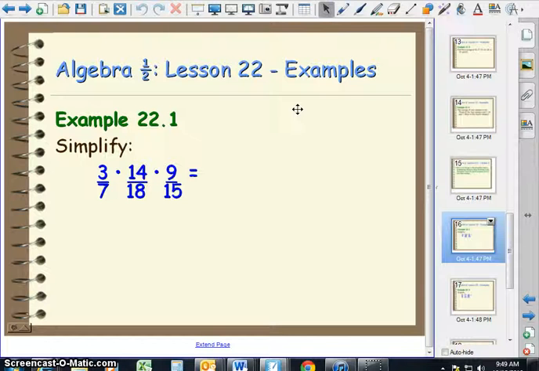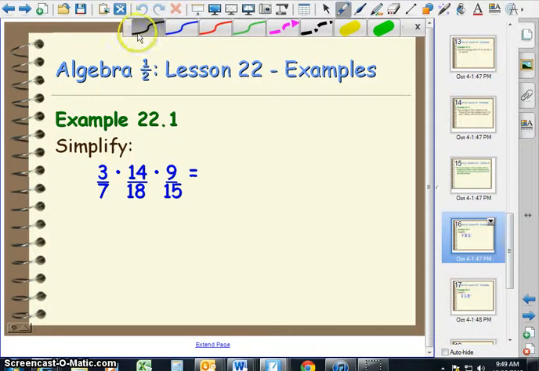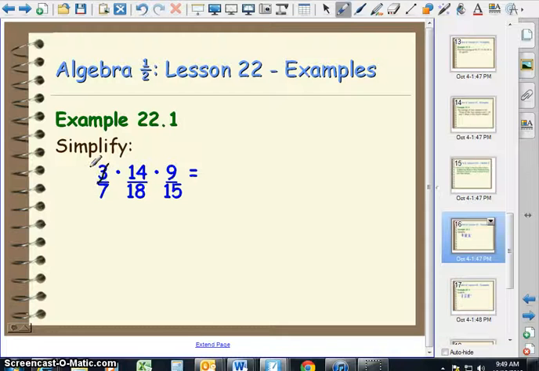So, in this example, we have 3/7 times 14 over 18 times 9 over 15. So we start off looking for cross reductions. Can I reduce a 3 and an 18? You should realize by now that 18 is a multiple of 3. So I can divide 3 by 3, and this is going to become a 1. And I can divide 18 by 3, which is going to become a 6.